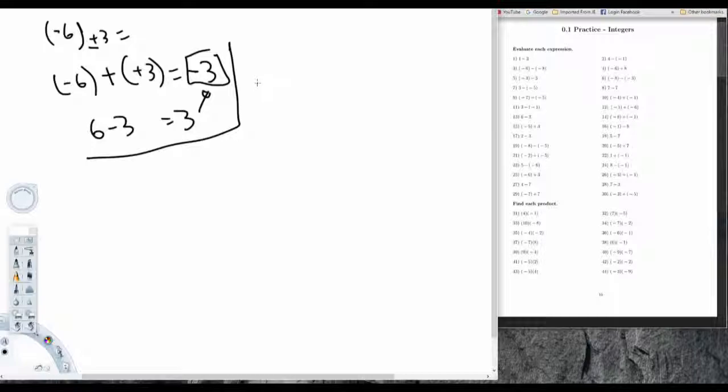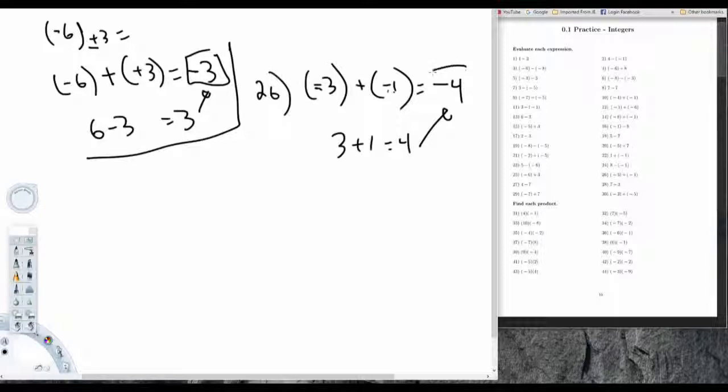Moving along, number 26, minus 3 plus minus 1. So we have an addition sign here, and here we have the same signs. So we'll stick that here, and it becomes 3 plus 1 equals 4. Put the 4 here, and we get a negative.